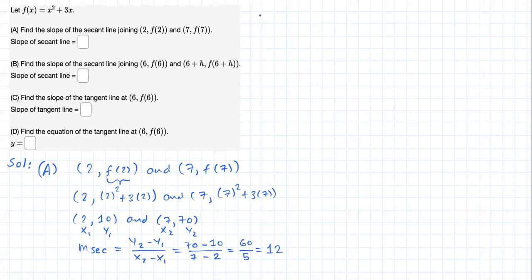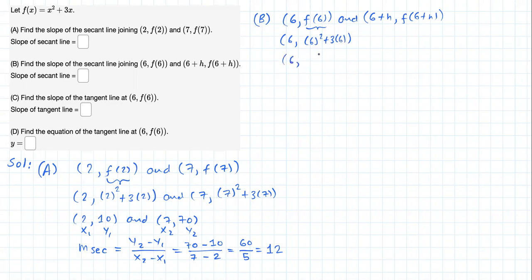Let's go ahead now with part B. Part B says, find the slope of the secant line joining these special points. Base point 6, f of 6. The second point is a general point on the neighborhood of our base point, 6 plus h, f of 6 plus h. Okay, so this guy should be, according to our function, 6 squared plus 3 times 6, right?